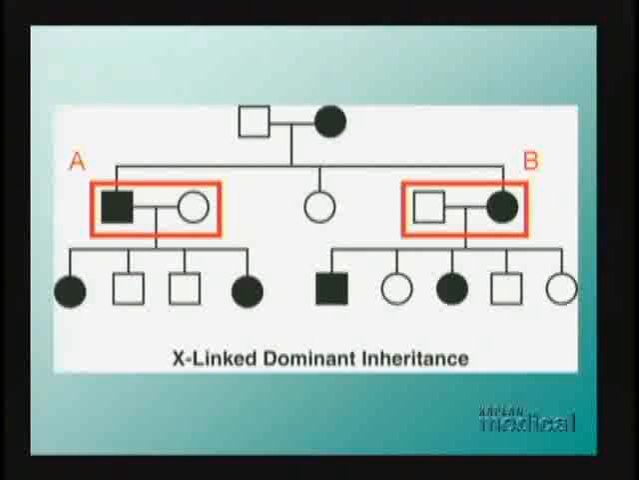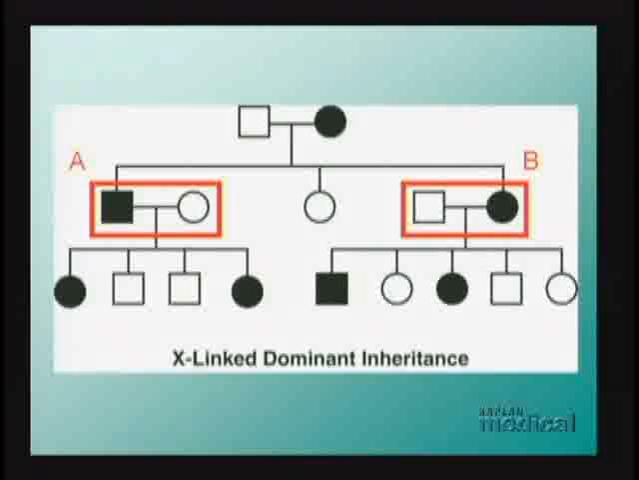I put boxes around the two most common couples that you would find for an X-linked dominant disease. Couple A on the left of your screen is one in which the father is affected by the disease, the mother is homozygous normal. Couple B on the right side of your screen is one in which the father is normal and the mother is affected by the disease.